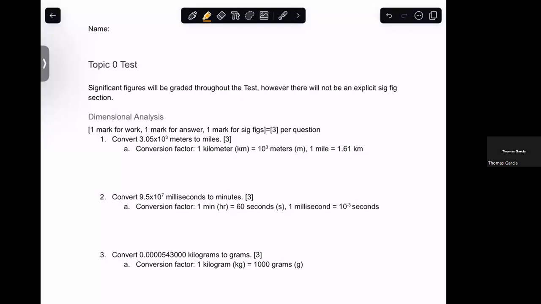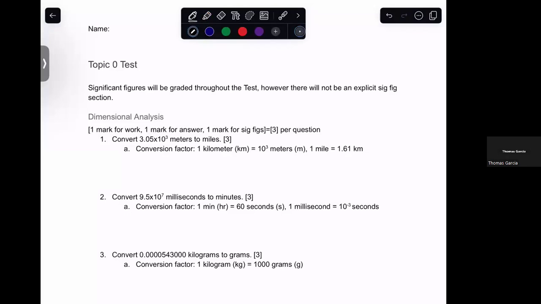All right, so let's get started with this topic 0 test on dimensional analysis. We're just going to go through each question, starting with the dimensional analysis questions. Those are going to be 3 points each: one for the work, one for the right answer, one for the sig figs. I'm going to be pointing out some sig fig things throughout, but let's just get started.